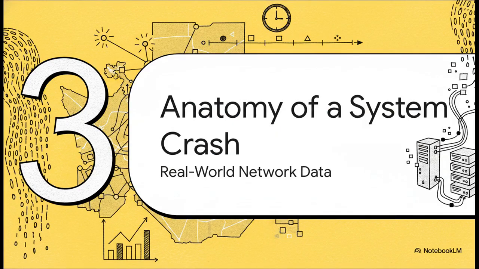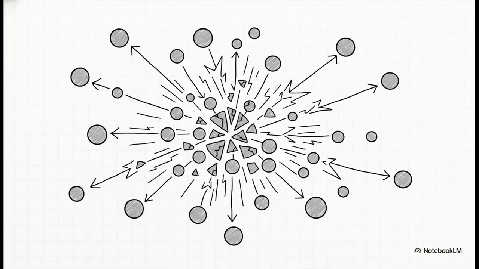Section 3. Anatomy of a system crash. To prove this isn't just some abstract theory, let's look at some cold, hard data. We're looking at a real-world network analysis of Seattle's jurisdictional nodes tracked between 2021 and 2026. We've got 57 specific institutional nodes, 80 directional network edge connections, and 7 deeply tracked cases spread across 18 implicated agencies.